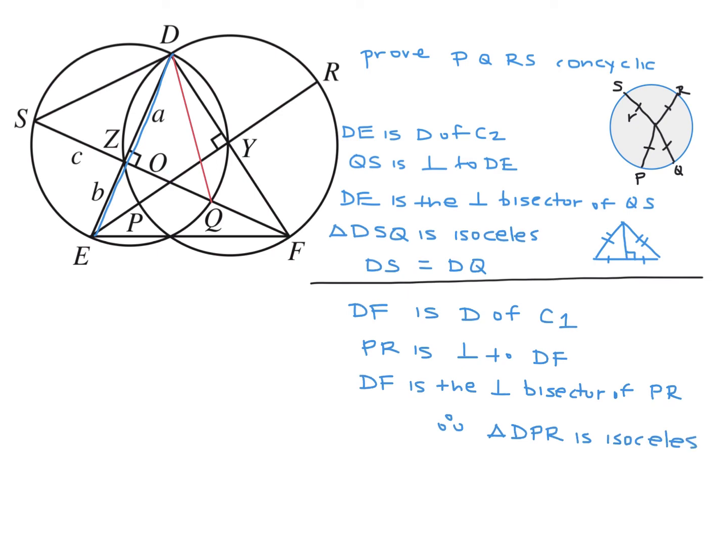So let's draw in that triangle. So what is it? DPR. So we're going to need that line, and we're going to need a line from D to P. So there we go. There's another isosceles triangle. So we can conclude that DP is equal to DR. All right, great. So that is the beginning of this solution.